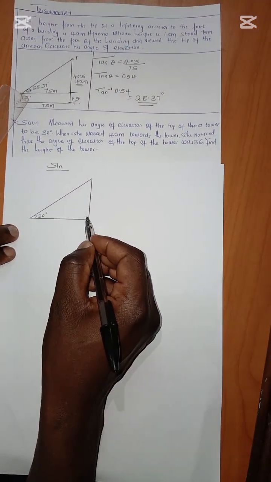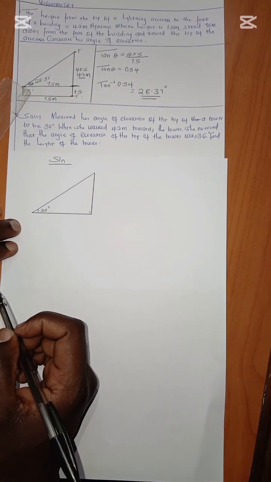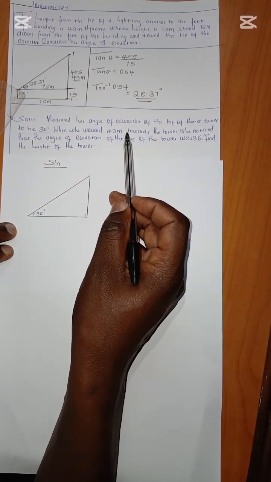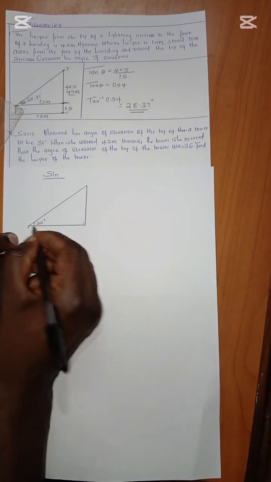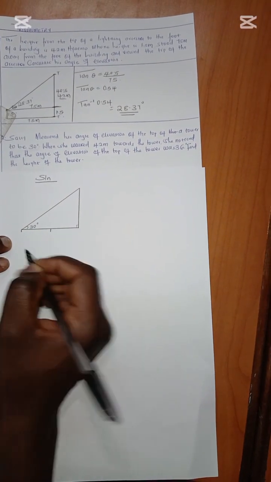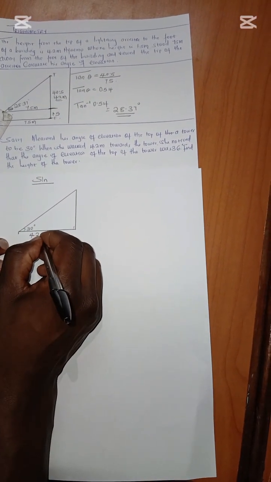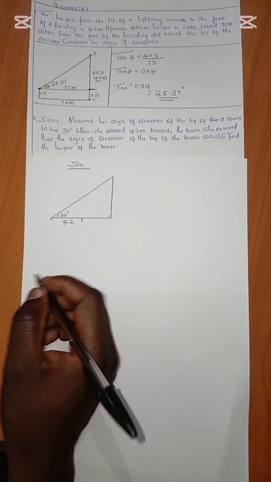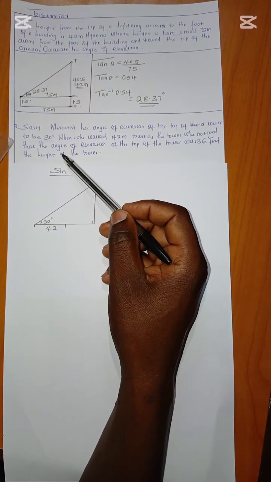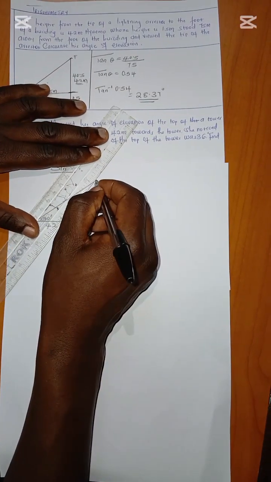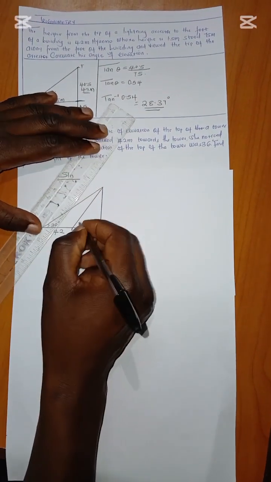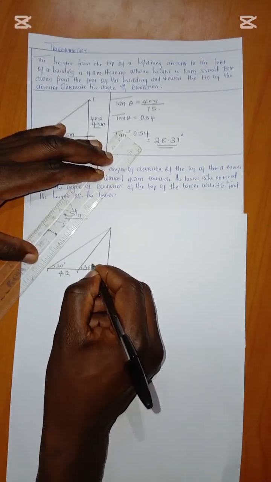Remember, this one is a vertical height or perpendicular height. When she walked 42 meters towards the tower, so from here she walked 42 meters towards the height of the tower, she observed that the angle of elevation has now changed to 36. So the angle of elevation at this point becomes 36 degrees.